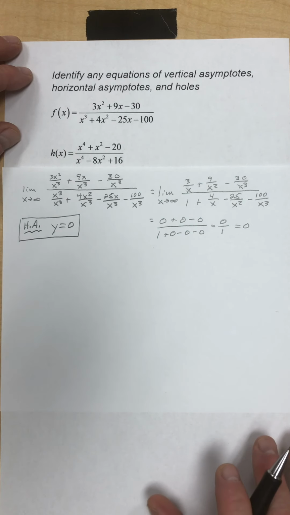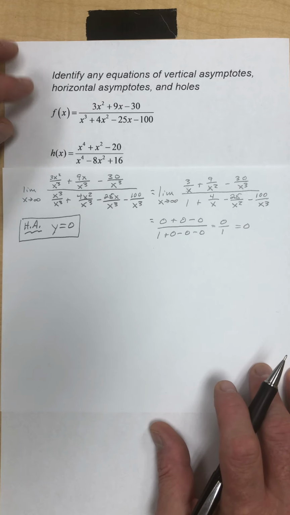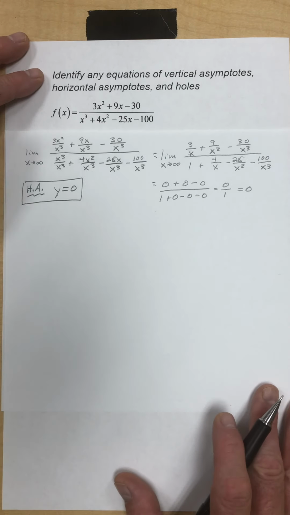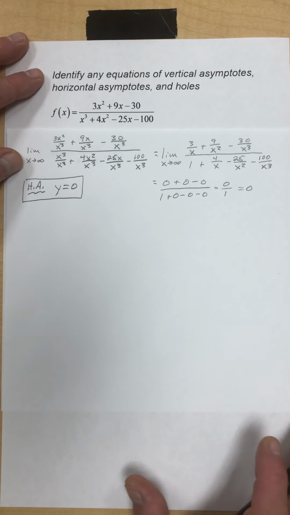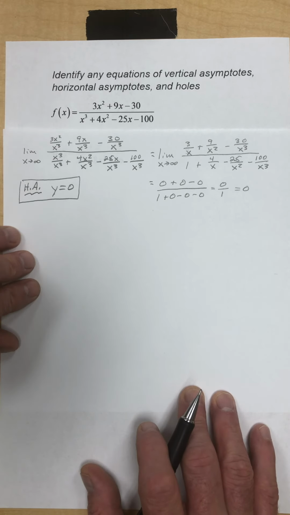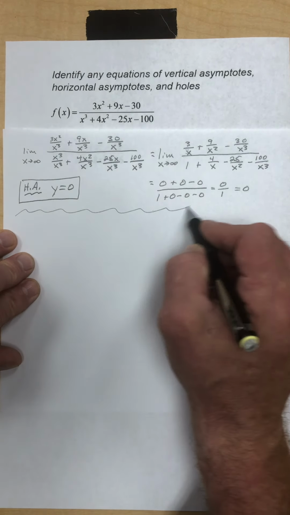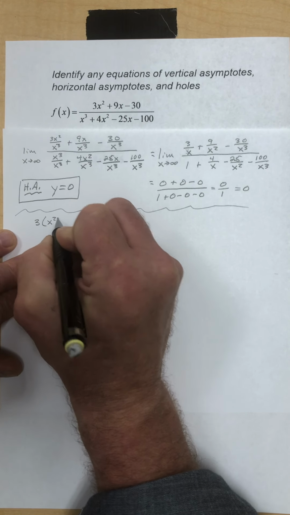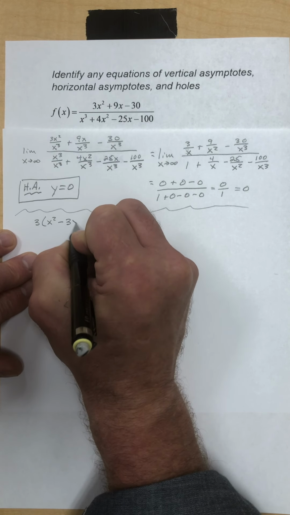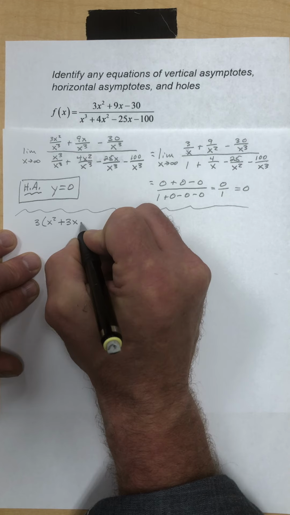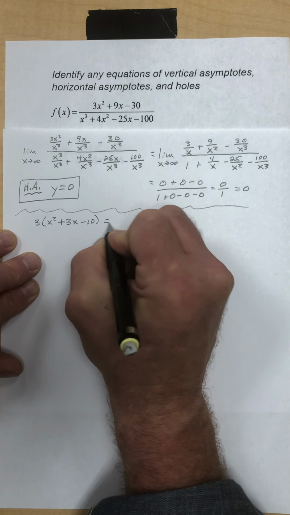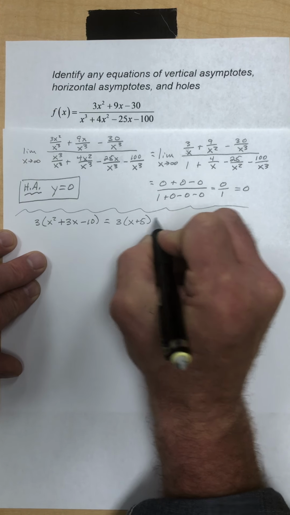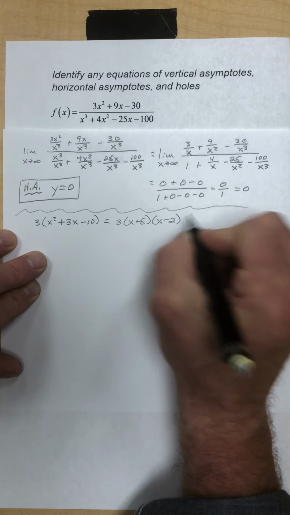Now I want to look at vertical asymptotes, which means that I've got to look at the numerator and denominator both in factored form. So let's see what happens here. I'll deal with the numerator first. Notice you have a GCF of 3. So I factor that out, and I have x squared plus 3x minus 10. That factors, so I've got x plus 5 and x minus 2.